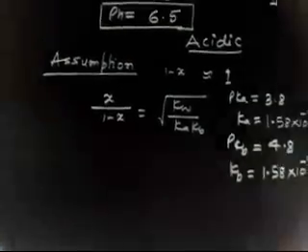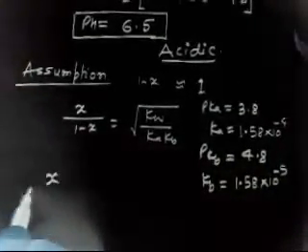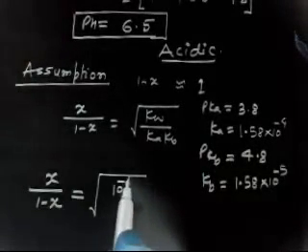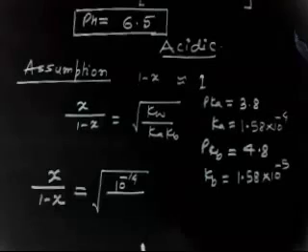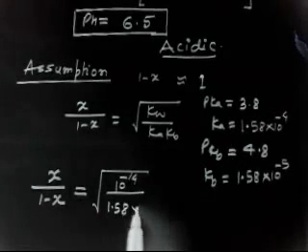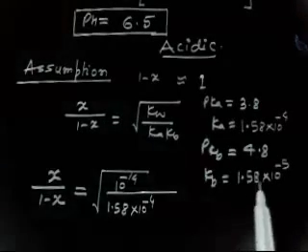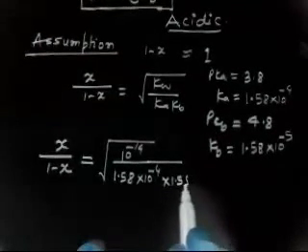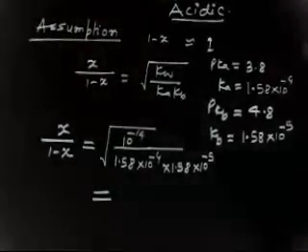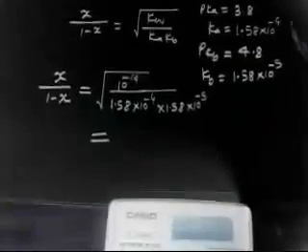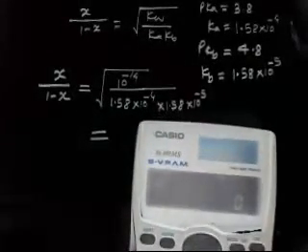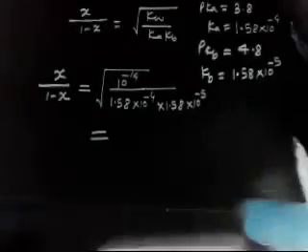If I plug this value, I can solve for x. So this is x by 1 minus x, which equals Kw, 10 to the power minus 14, divided by Ka, 1.58 into 10 to the power minus 4, and Kb, 1.58 into 10 to the power minus 5. So if you solve, this will come out to be, let me solve this one. So you just copy this thing.